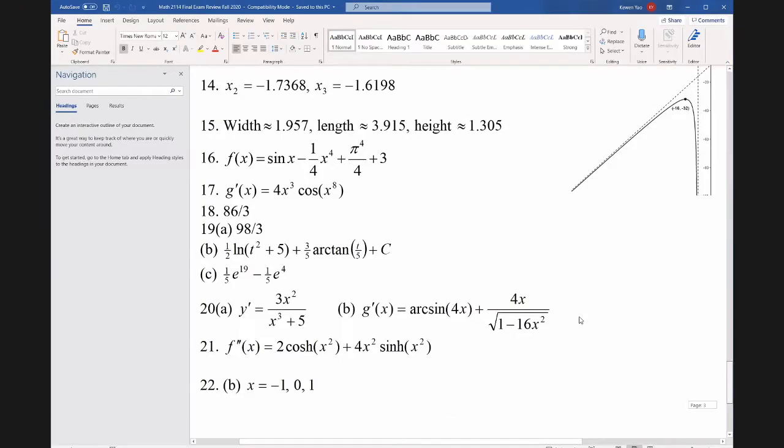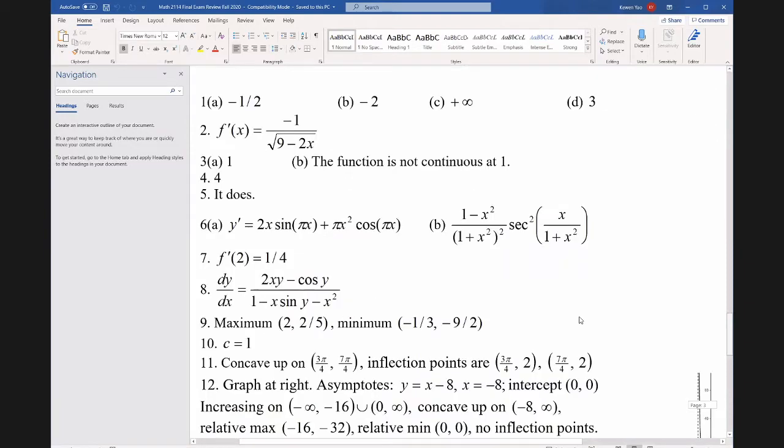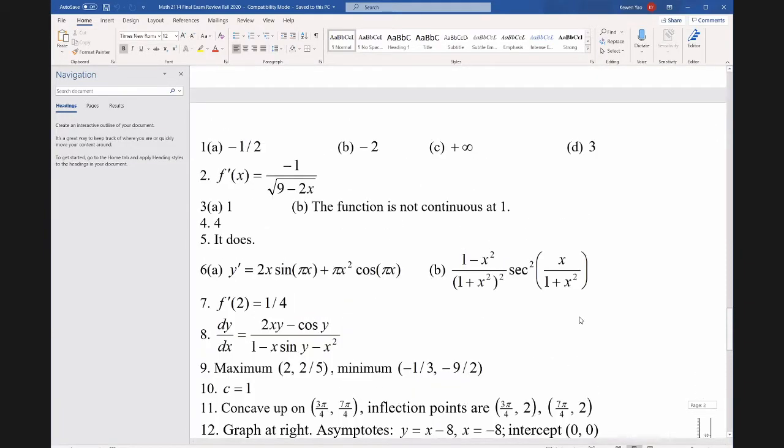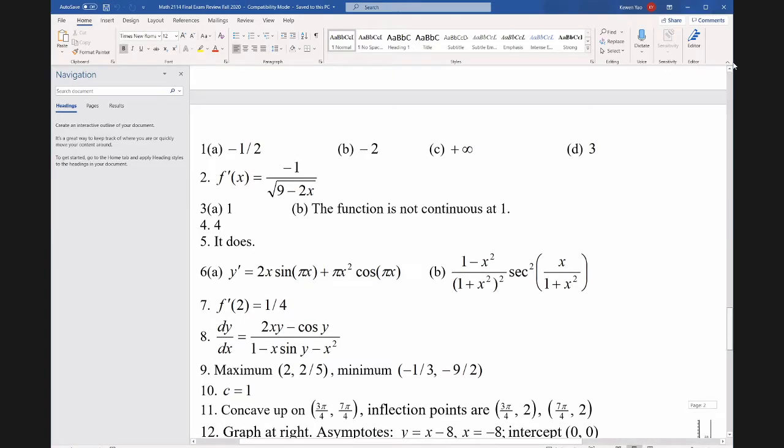Here, right? See, right? Answer. But not steps, right? Not work. So today, tomorrow, and Wednesday, I will show you how to solve these problems, right? So everybody should copy down the major steps, okay?